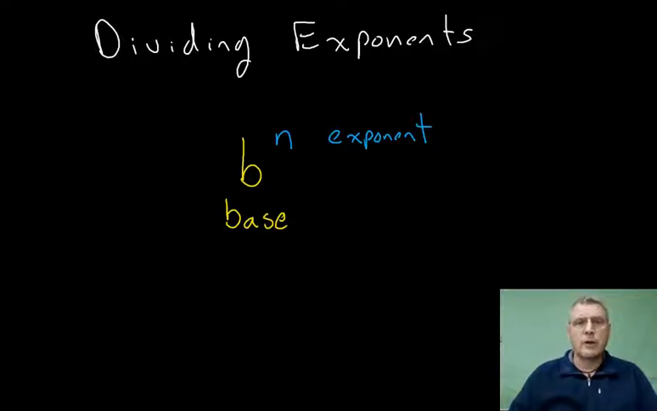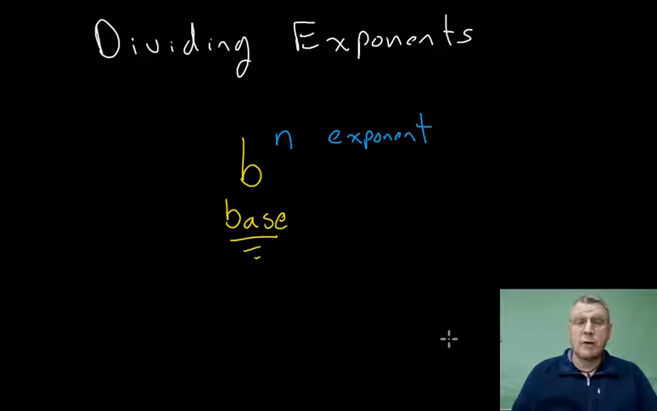So today we're going to be looking at what happens when we divide exponents. Again, we have the b as our base and the n as our exponent. And as we talked about when we multiplied exponents, it's all about the base. Our bases always have to be exactly the same. But before we do that, how does it actually look when we divide exponents?